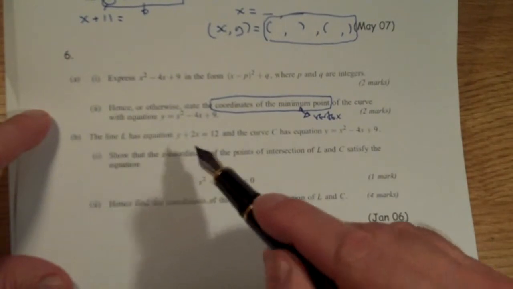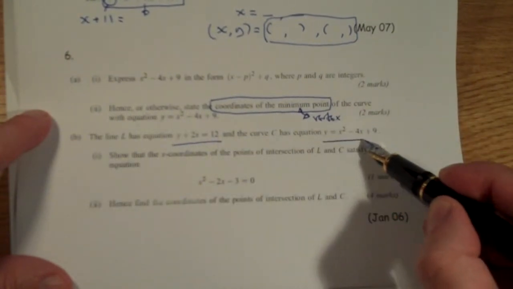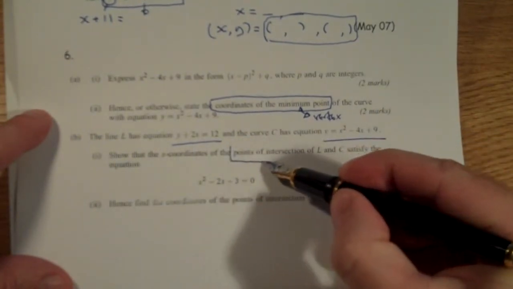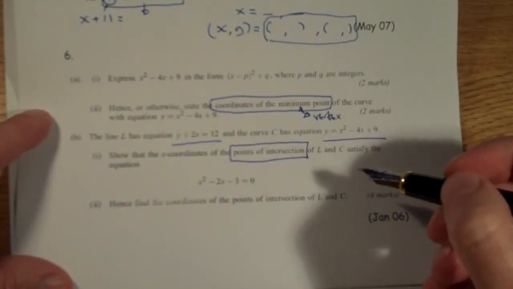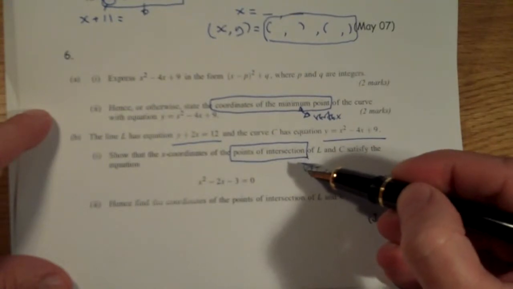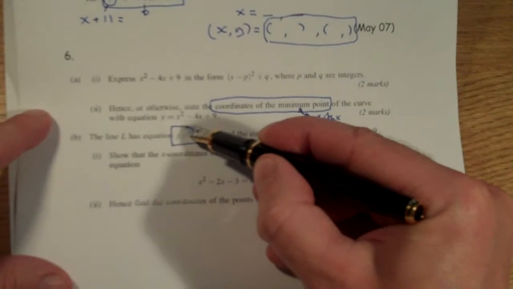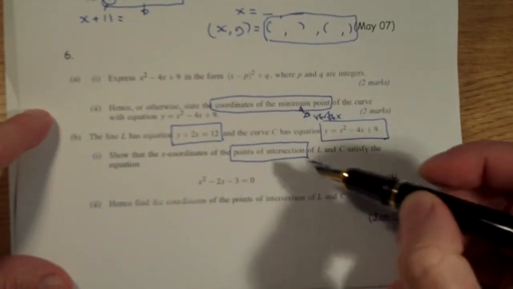In part B, we've got a line with this equation intersecting the curve with that equation. The key words you're finding in part 1 here is points of intersection. If you have two graphs and a point of intersection, then that triggers off in your mind the idea you have to solve simultaneous equations. Method for that is simultaneous equations.